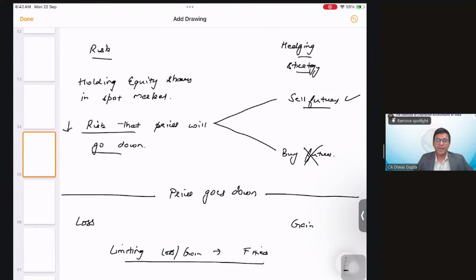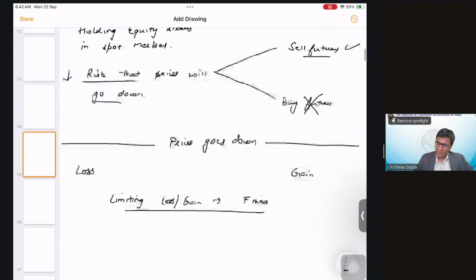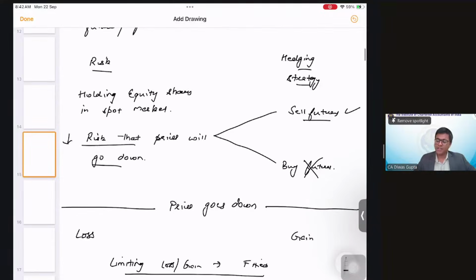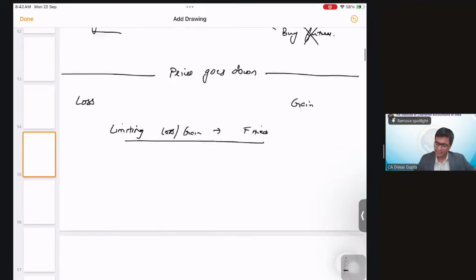So yeah, before we break, we discussed forwards and futures, their valuation, some of the compounding related issues and other discussions. Then we finally discussed what the use of forwards and futures is in terms of speculation and hedging.